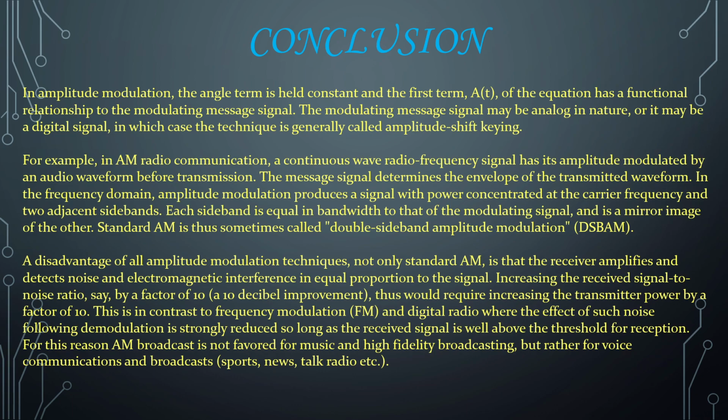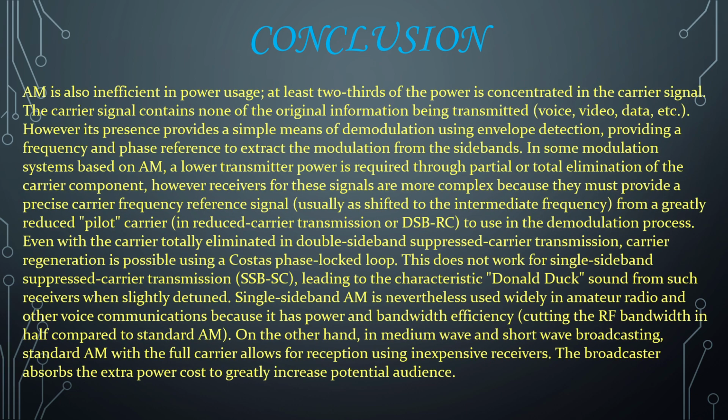Increasing the received signal to noise ratio, say by a factor of 10, or 10 decibel improvement, would thus require increasing the transmitted power by a factor of 10. This is in contrast to frequency modulation in digital radio, where the effect of such noise following demodulation is strongly reduced so long as the received signal is well above the threshold for reception. For this reason, AM broadcast is not favored for music and high fidelity broadcasting, but rather for voice communications and broadcast, sports, news, talk radio, etc.